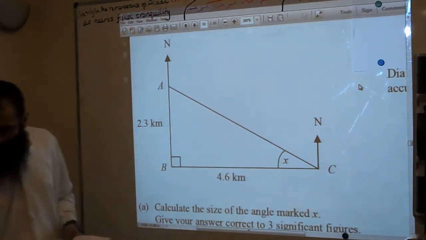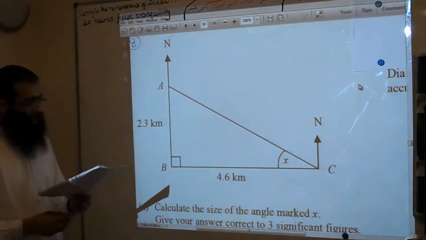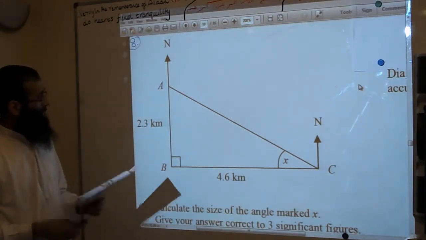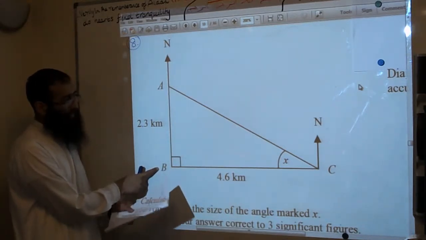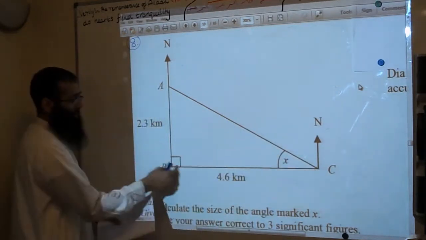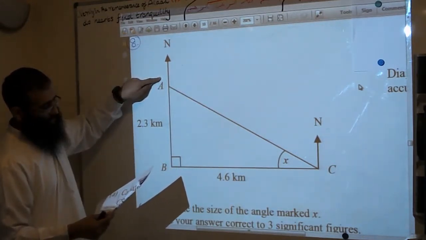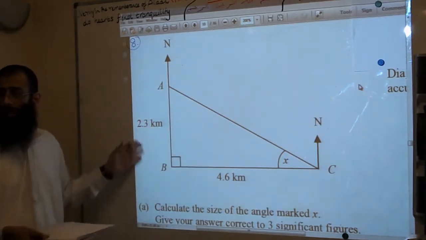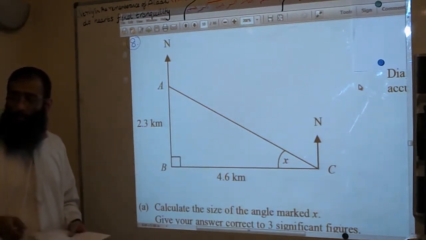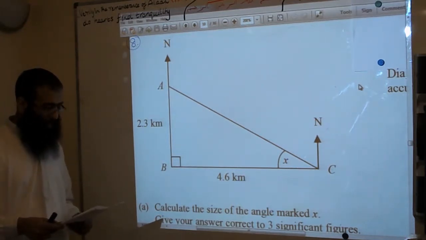This is question number 8. It says town B is due 4.6 kilometers due west of town C. So on the west of that one is this one. And town A is 2.3 kilometers due north of town B. This states the obvious. They're already giving you that on the diagram. Okay, ladies at the back, are you paying attention, Afira? Yeah. Calculate the size of angle marked X. Give your answer correct to 3 significant figures.